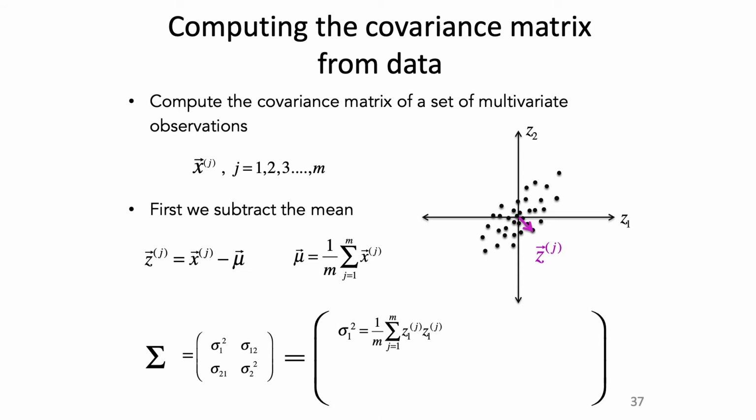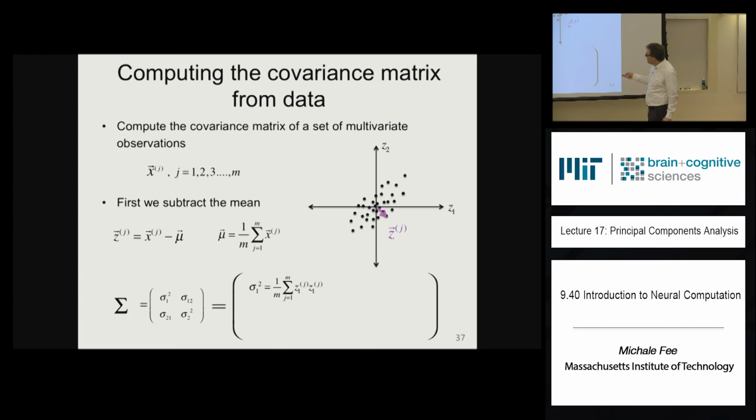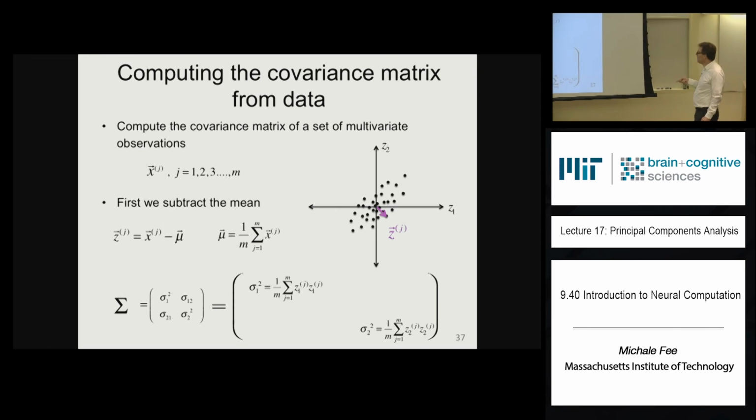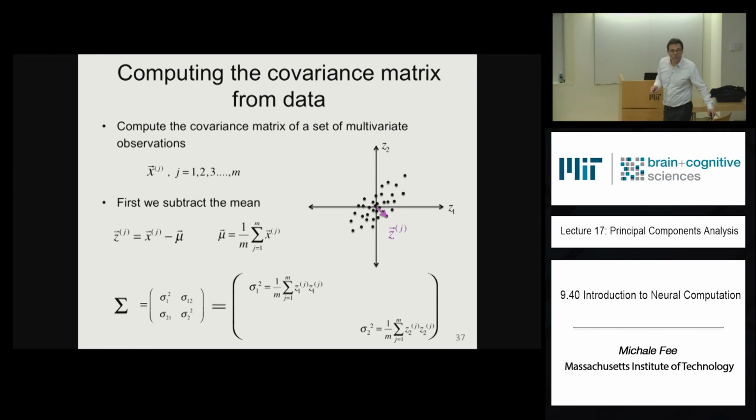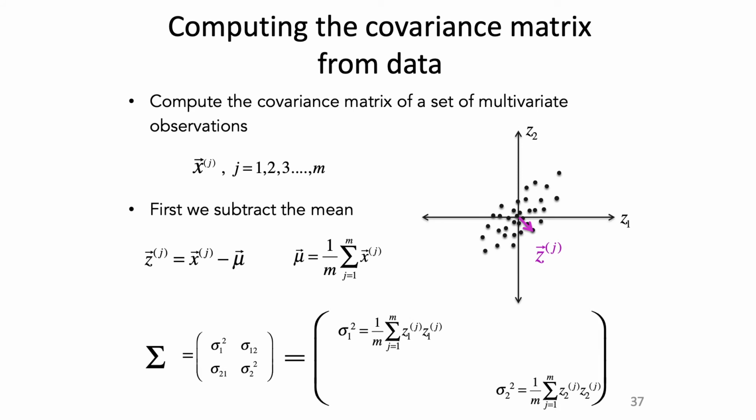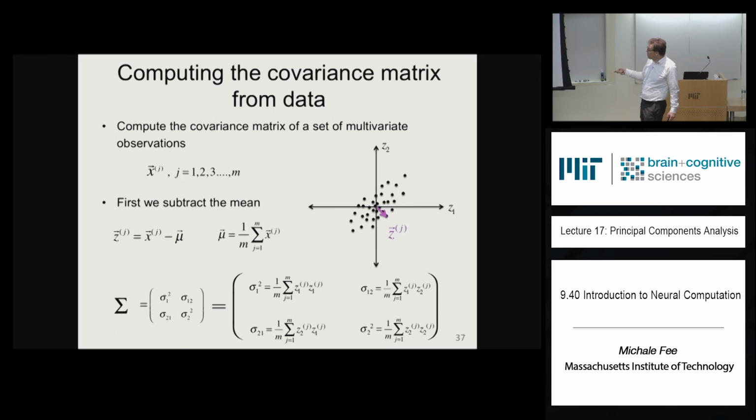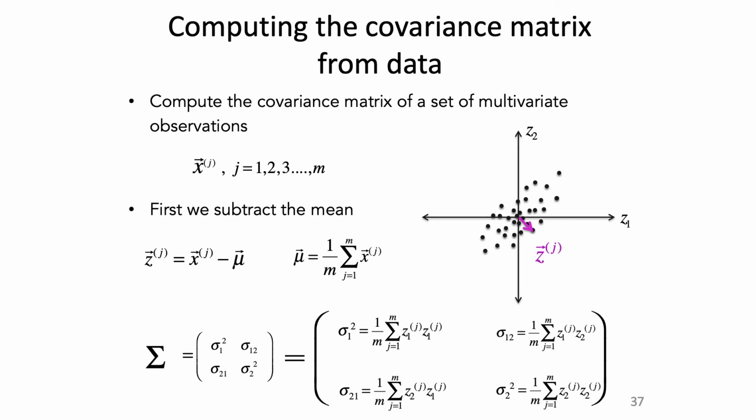So we're going to find the variance in the z1 direction, which is just z1 times z1 summed over all the observations divided by m. Okay? The variance in the z2 direction is just the sum over z2j times z2j divided by m. The covariance is just the cross terms, z1 times z2 and z2 times z1. Of course, those are equal to each other, so a covariance matrix is symmetric. Okay? So how do we calculate this?